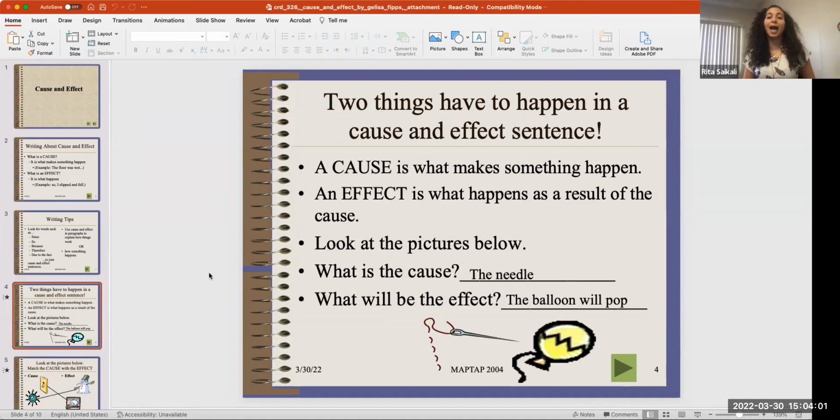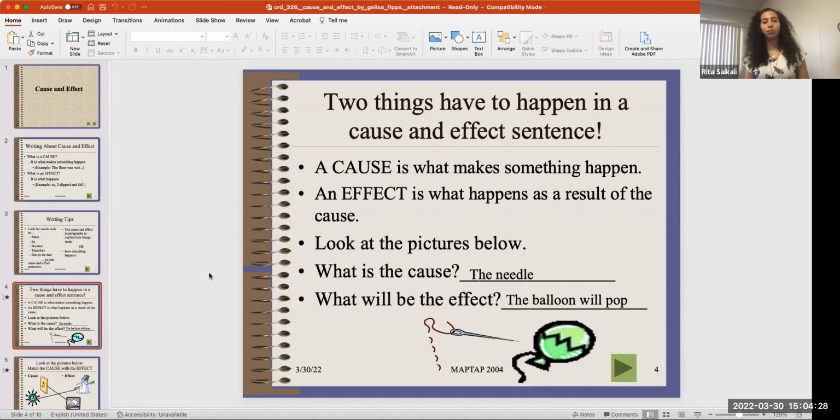All right, two things that happen in a cause and effect sentence. So how many things? Two things. Okay, so a cause, which is what makes something happen, and an effect, which is what happens as a result of the cause, right? So it's almost like a direct result. Because of this, there's that. All right, since there's this, there's that. Yeah? So for example, look at the picture below.